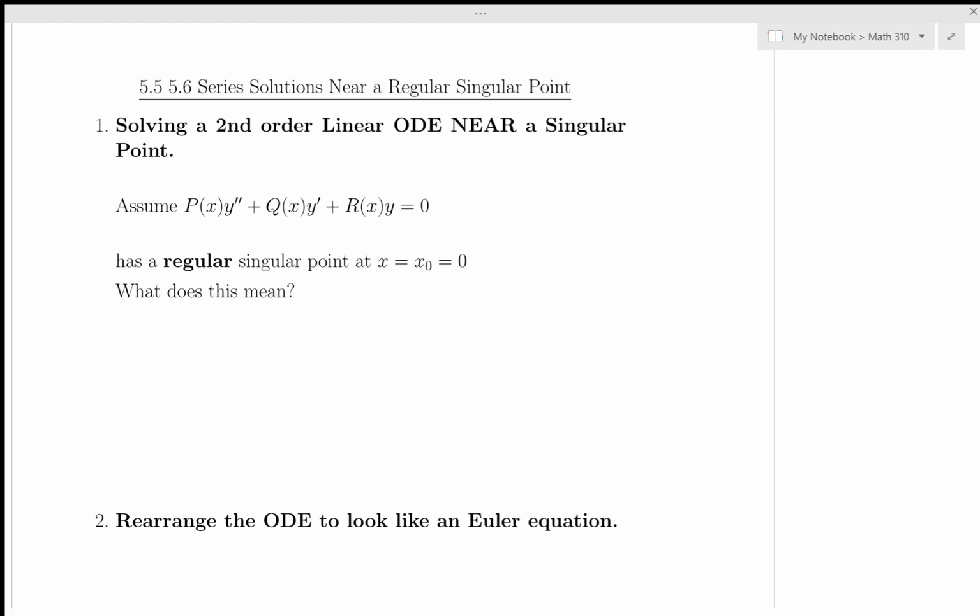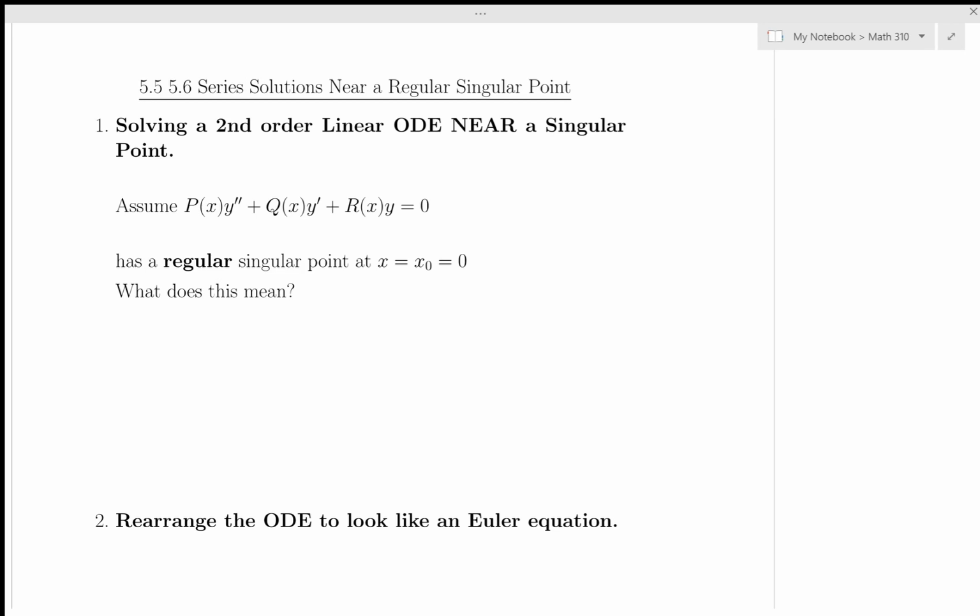Today we're going to talk about sections 5.5 and 5.6 of the Boyce and DiPrima textbook, series solutions near a regular singular point. We will not be handling series solutions near an irregular singular point. So we're only going to be able to solve these equations near regular singular points at the end of this course. We saw last lecture how to distinguish between a regular and an irregular singular point.